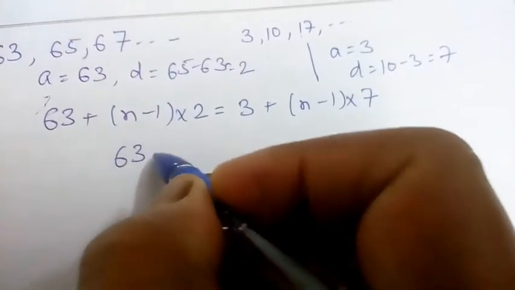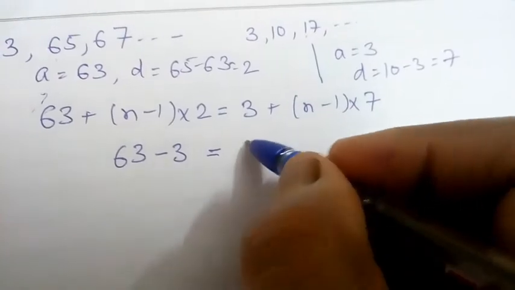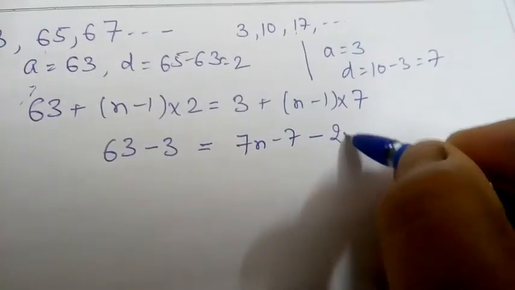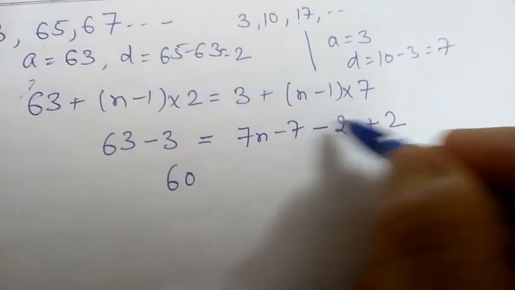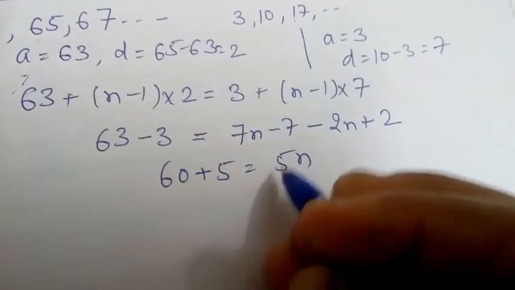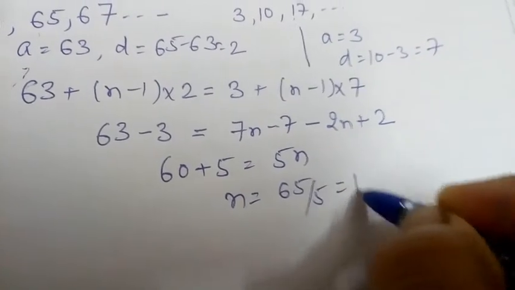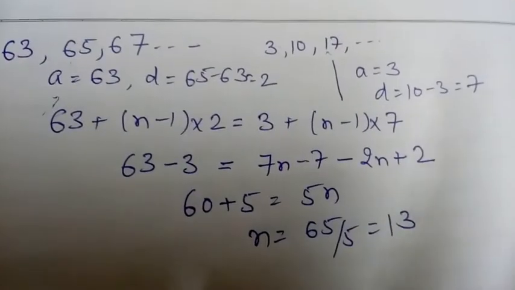63 minus 3 equal to 7n minus 7 minus 2n plus 2. 60 plus 5 equal to 5n. N equal to 65 by 5, so n equal to 13. The 13th terms of these two APs are equal to each other.